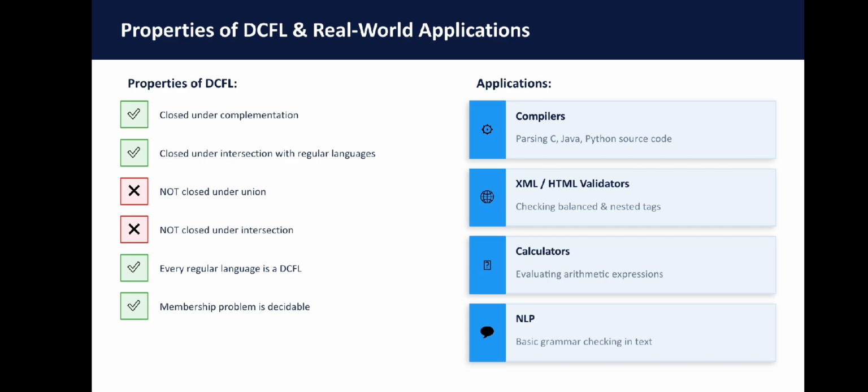Deterministic context-free languages have important mathematical properties. They are closed under complementation, but they are not closed under union or intersection. In the real world, deterministic pushdown automata are used in compilers to parse code, or also in XML validators to check nested tags, or also used in calculators to evaluate expressions.